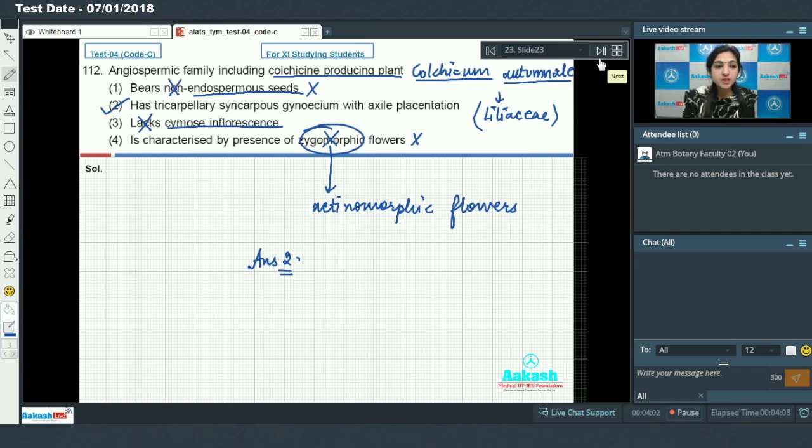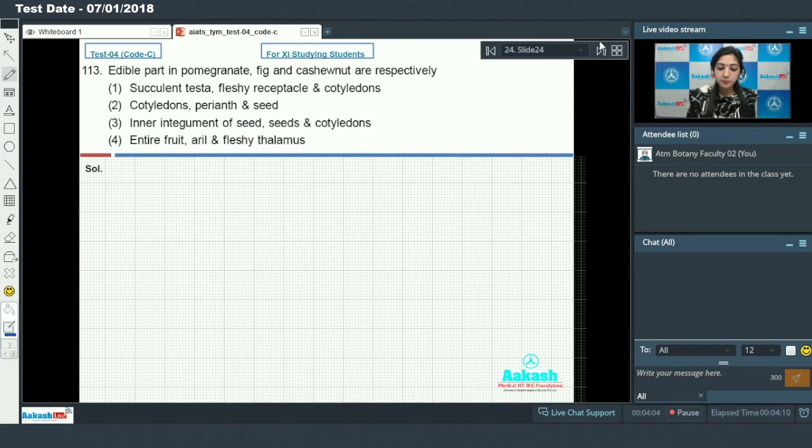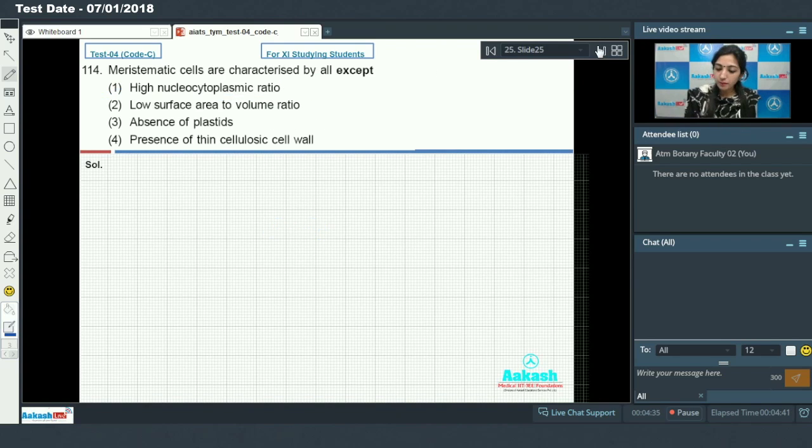Moving on to the next question, that is question number 113. Edible part in pomegranate, fig and cashew nut are respectively. This is a memory based question. Edible part in pomegranate is succulent testa. In fig it is fleshy receptacle, and in cashew nut it is cotyledons. So the correct answer for this question is option number 1. Okay, moving on to the next question, that is question number 114.